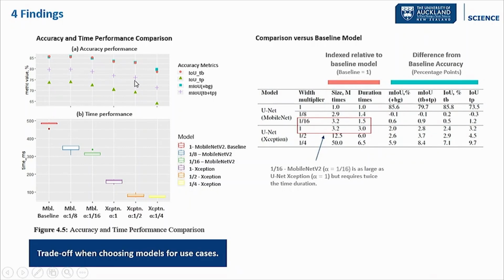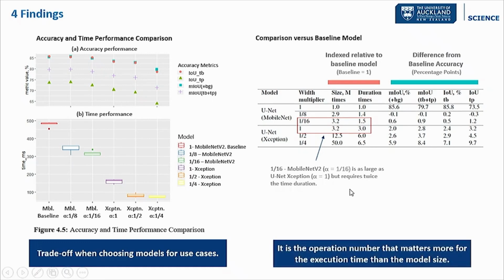An additional interesting observation is when we compare the 1/16 MobileNet v2 model with the UNet Xception model. Although they have almost the same size, the former has twice the time consumption of the latter. So it actually verifies that when it comes to the time performance, it is the number of operations that matters more than the parameters in the model or the size of the model.